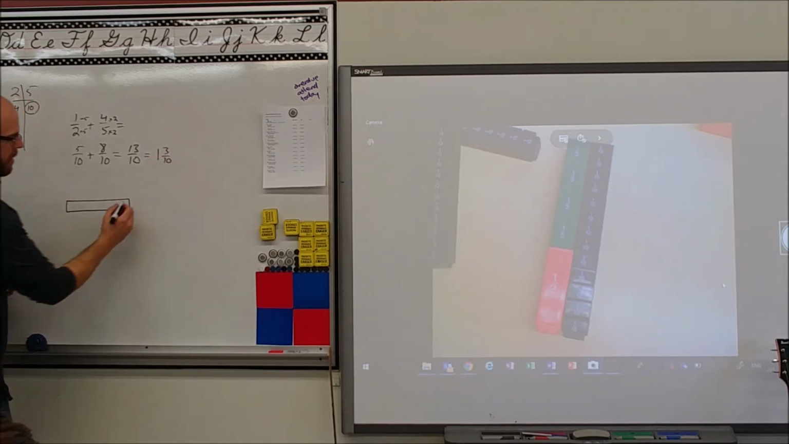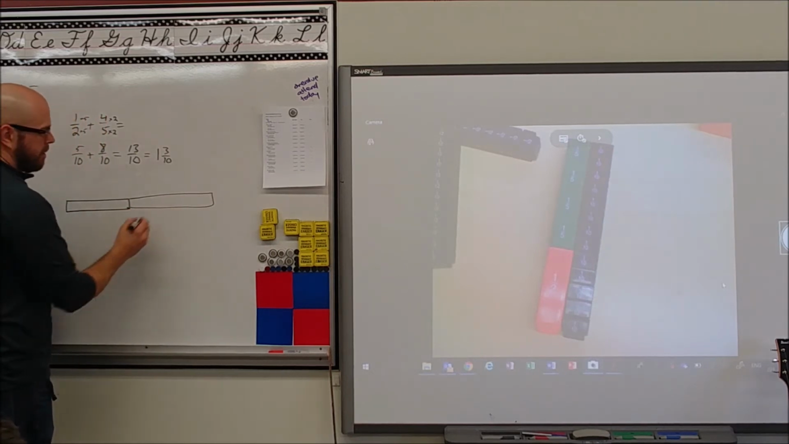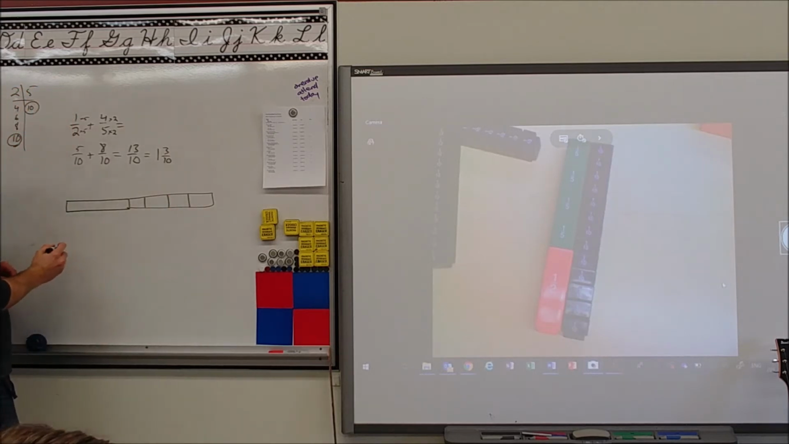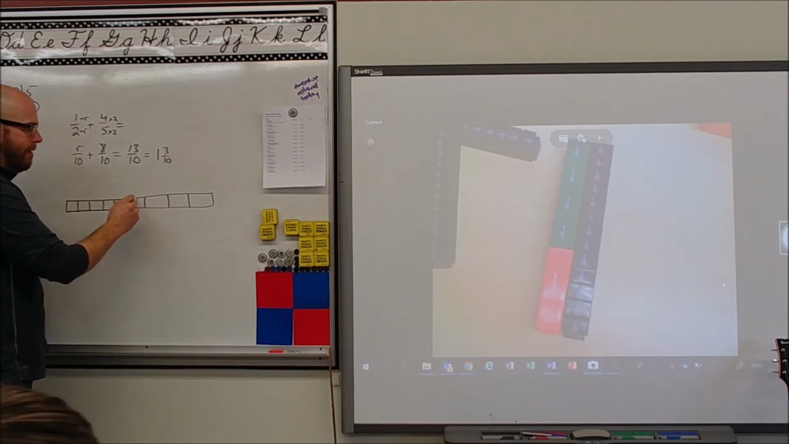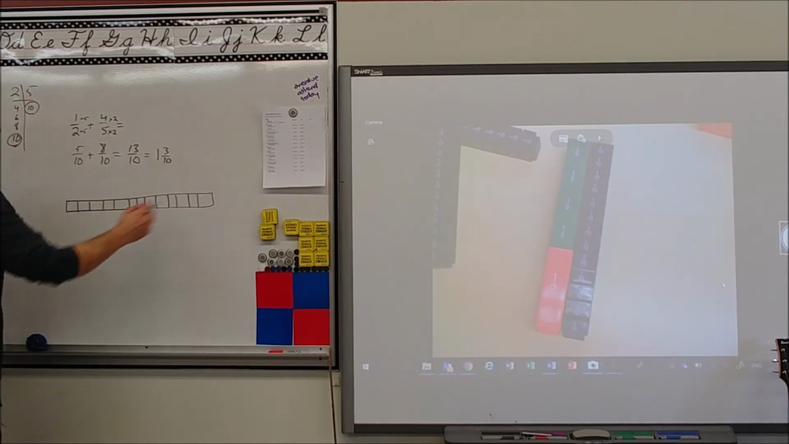All right, so we had our half, and then we had all those fifths, right? We had 1, 2, 3, 4 fifths, and we had a half. But wait a minute, then what we did, we changed them into tenths. Well, how many tenths are in a half? 5. 1, 2, 3, 4, 5. How many tenths are in each fifth? There's 2.